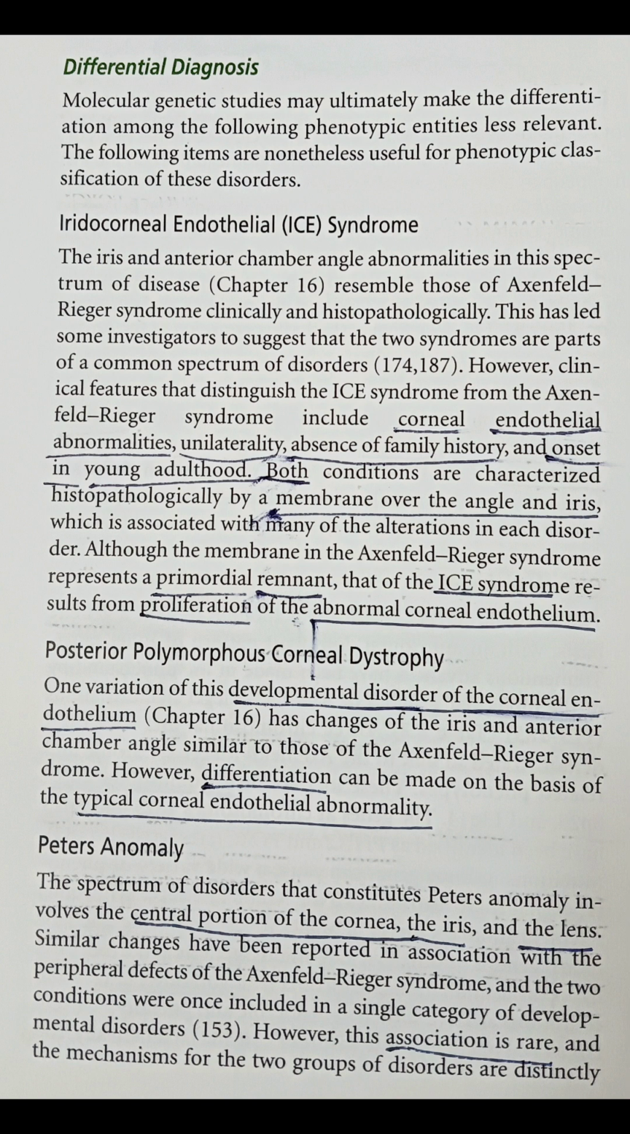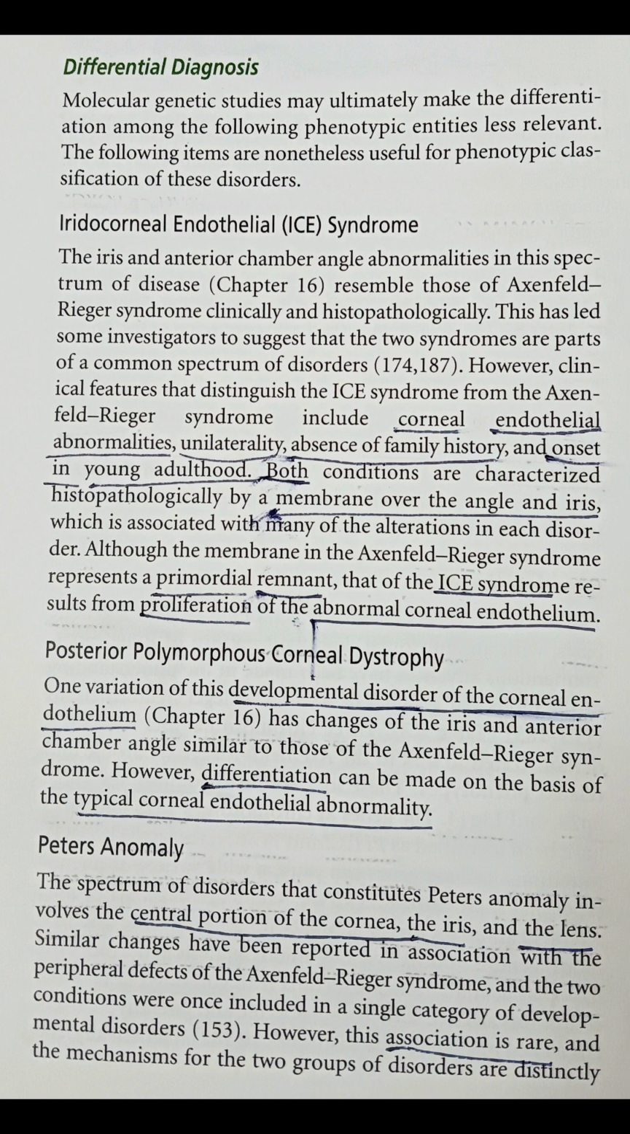Both conditions are characterized histopathologically by a membrane over the angle and iris, which is associated with many of the alterations in each disorder. Although the membrane in the Axenfeld-Rieger syndrome represents a primordial remnant, that of the ICE syndrome results from proliferation of the abnormal corneal endothelium.